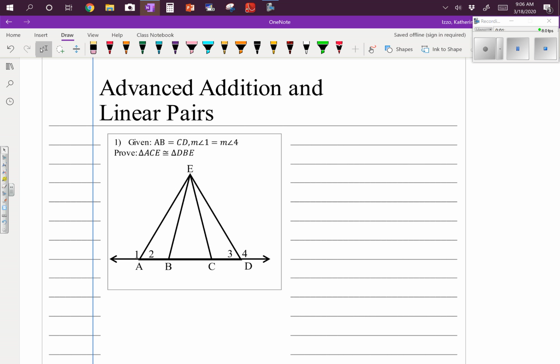Okay, let's take a look at advanced linear pairs. So, we've got our statement reason chart just like normal. Statement, reason, beautiful. Okay, let's take a look at the triangles we need. ACE. ACE is this triangle over here. And then we've got DBE. DBE is this triangle. I know they're overlapping, Squirrel.